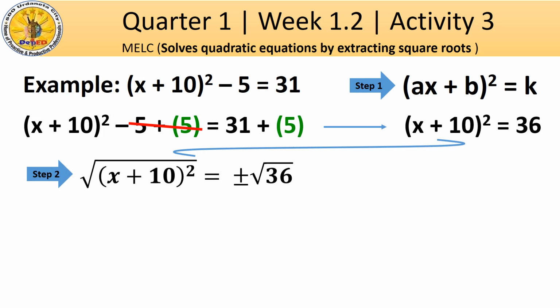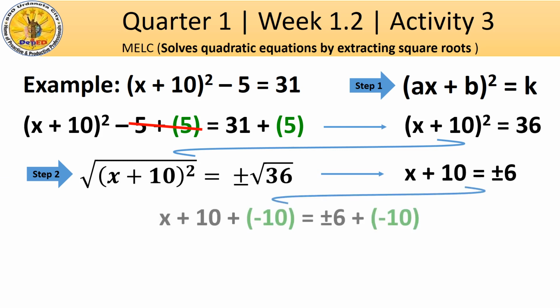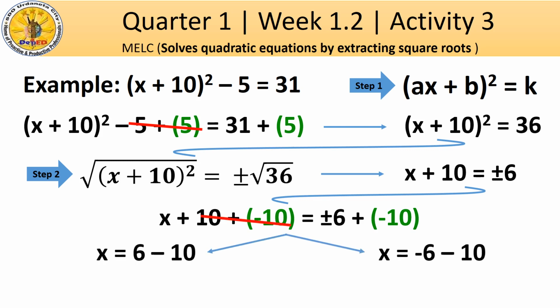After doing so, it will become x + 10 = ±6. Then add −10 to remove the constant on the left side of the equation to solve for x. And again, it will result in two different equations. The first equation is x = 6 − 10, and the second one is x = −6 − 10. By solving these two equations, we will get −4 and −16 as the values of x respectively.